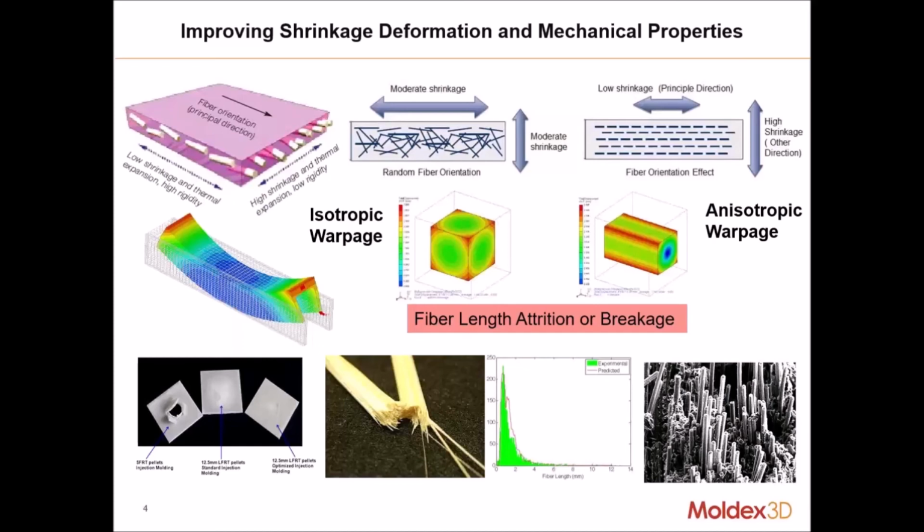Now that in turn will affect how the part is shrinking. It will not be uniform in all directions. Again, depending on the part geometry, it could be shrinking more in your flow direction while not shrinking as much in your cross flow direction, etc.